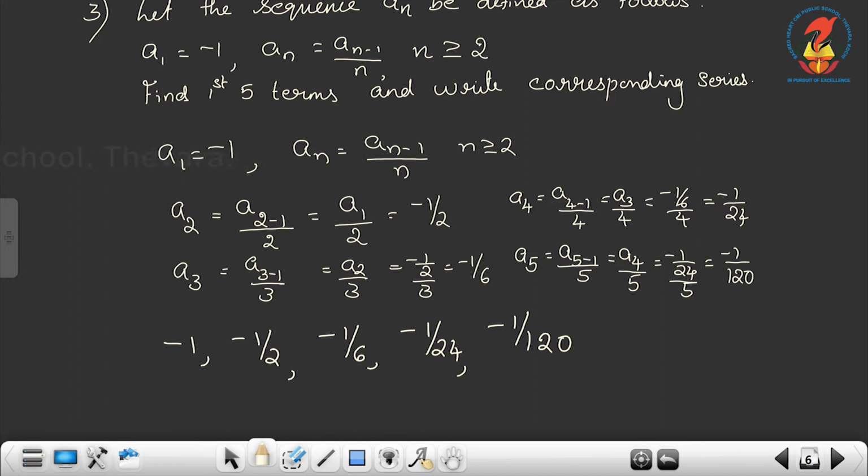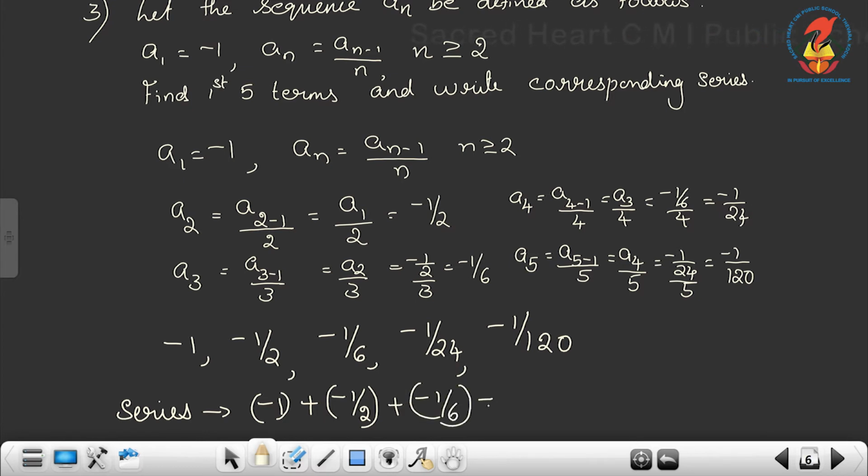Then what is the series? The corresponding series. The corresponding series we can write as minus 1 plus minus 1 by 2, you can put bracket, okay, plus minus 1 by 6 plus minus 1 by 24 plus minus 1 by 120. So this is the corresponding series of this particular sequence.